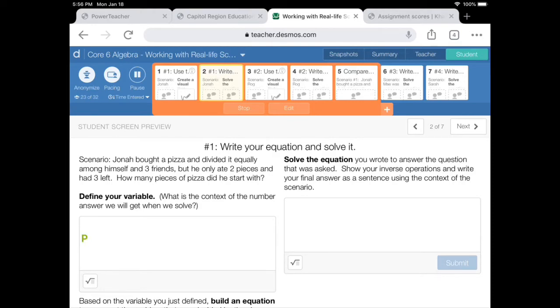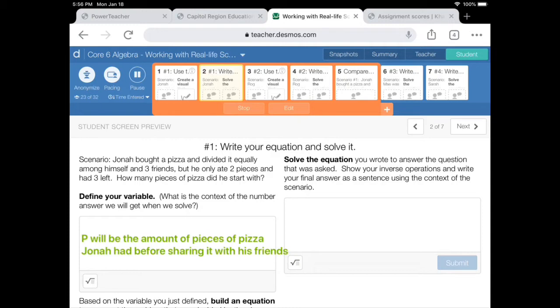So P will be the amount of pieces of pizza Jonah had before sharing it with his friends. So we've defined what we want our variable to be. And then our next task is to develop an equation that represents what's going on here.